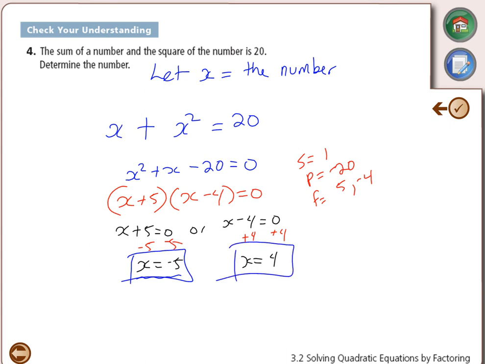Written question, written answer. The numbers are negative 5 and 4. I highly recommend you look at the question number 4, the example 4, in your book. It's quite a bit different than the one we just did, a little more difficult as well. So please look at how they work through that one. I'm going to discuss some of those types of problems as well.